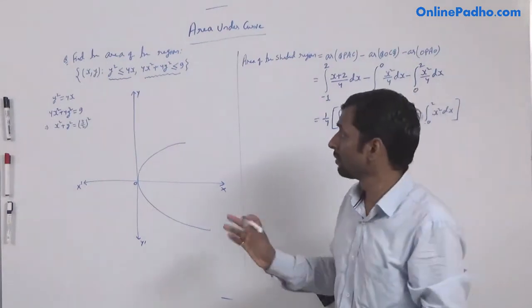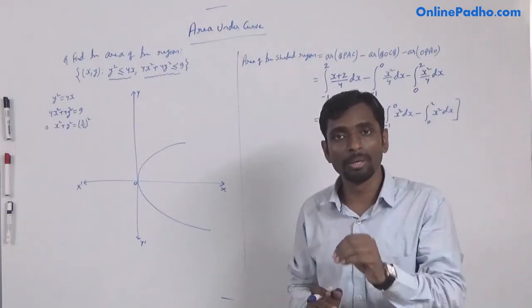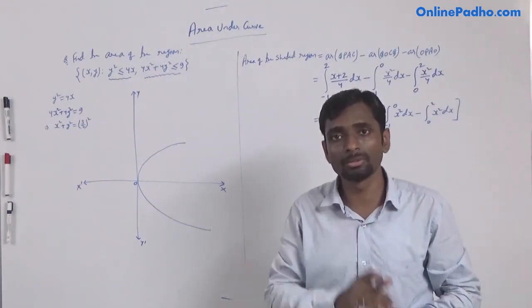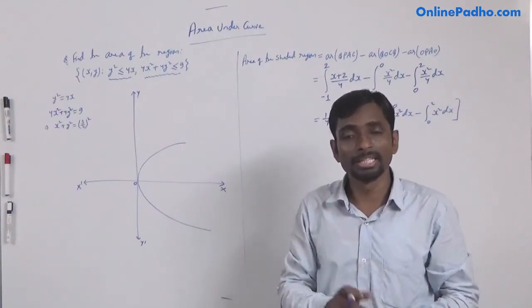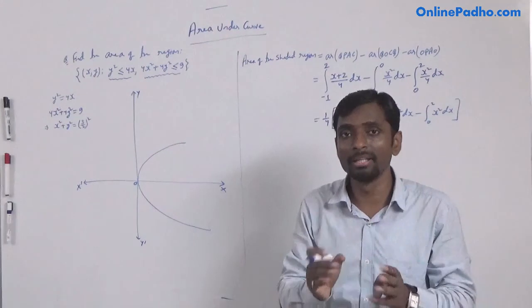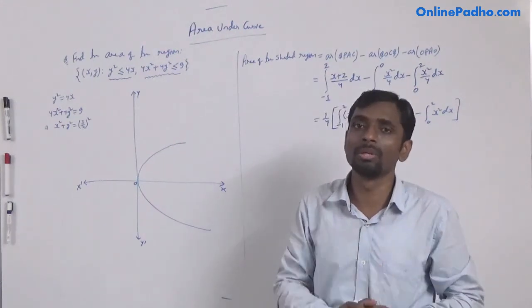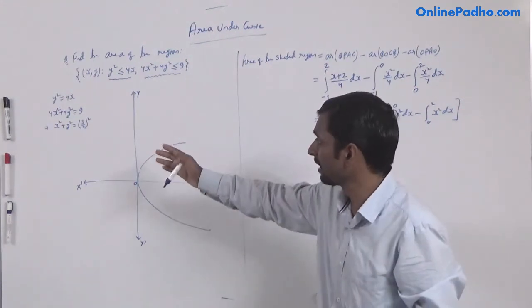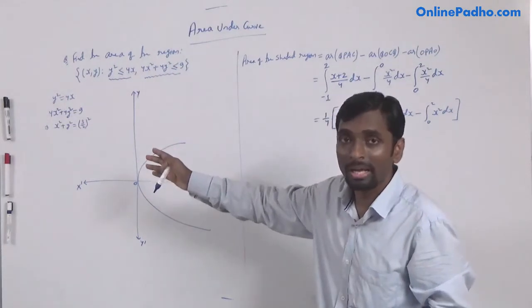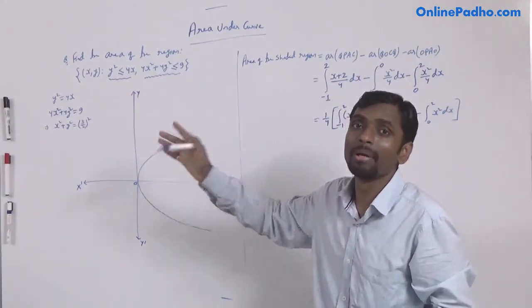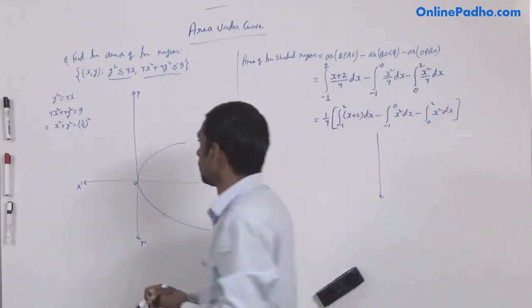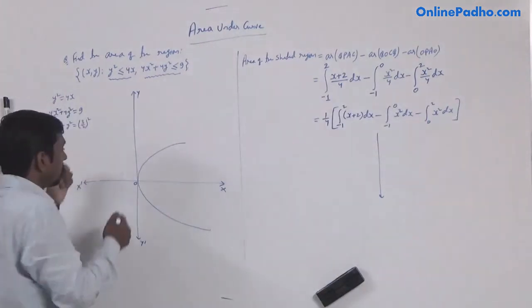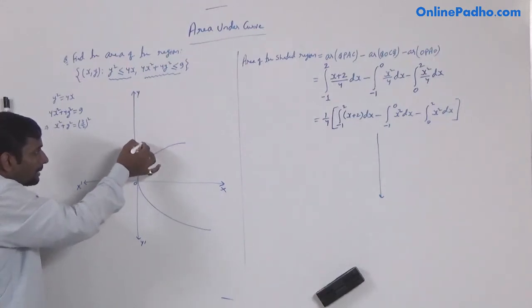You know the general equation of a circle? x minus h whole square plus y minus k whole square equal to r square. Now we have a circle. This is x minus 0 whole square plus y minus 0 whole square equal to 3 by 2 whole square. So we can say that this is a circle of center 0, 0 and the radius is 3 by 2. So we have to draw a circle with center at the origin and radius 3 by 2.